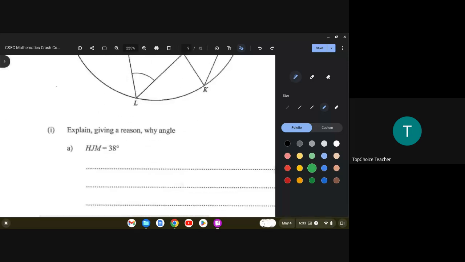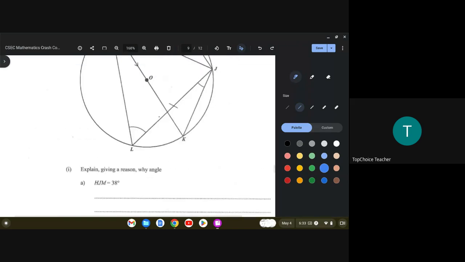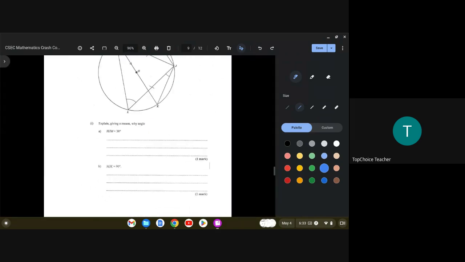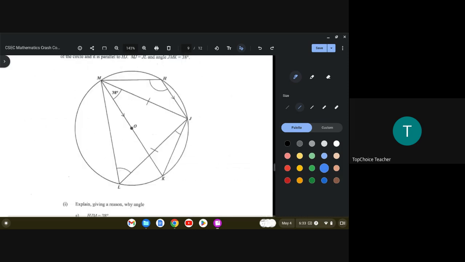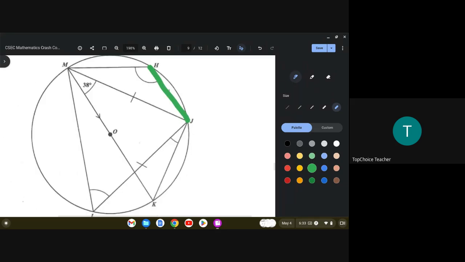So let's answer the first question now, before we go back to analyzing. You're seeing how you can spot your circle theorems hidden inside this tangle of lines. They want us to explain, giving a reason, why angle HJM is 38 degrees. Where is HJM? Listen to how to interpret that. You start from H, you go to J, and then you travel to M. So this is the angle they're looking at.